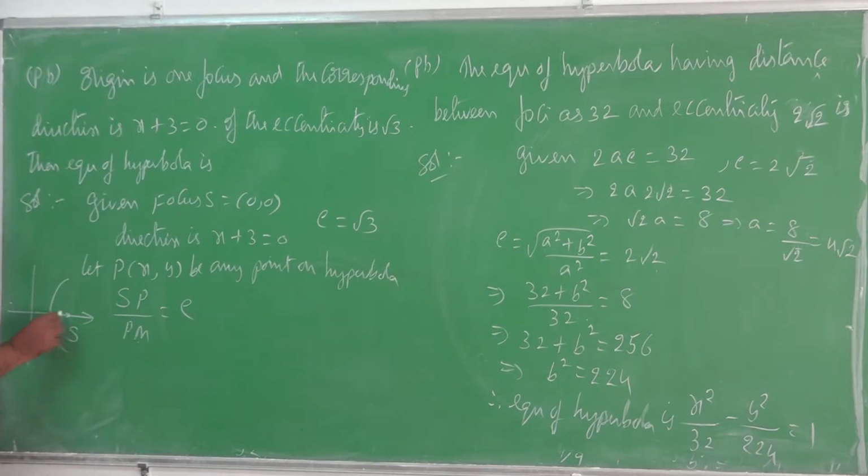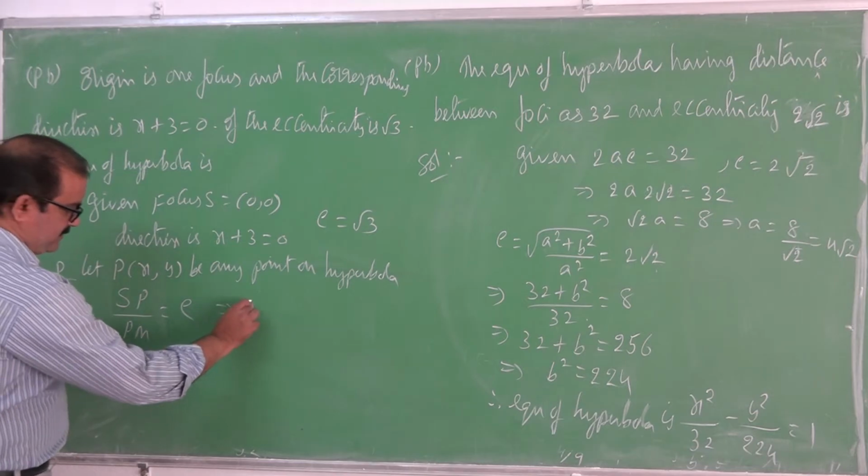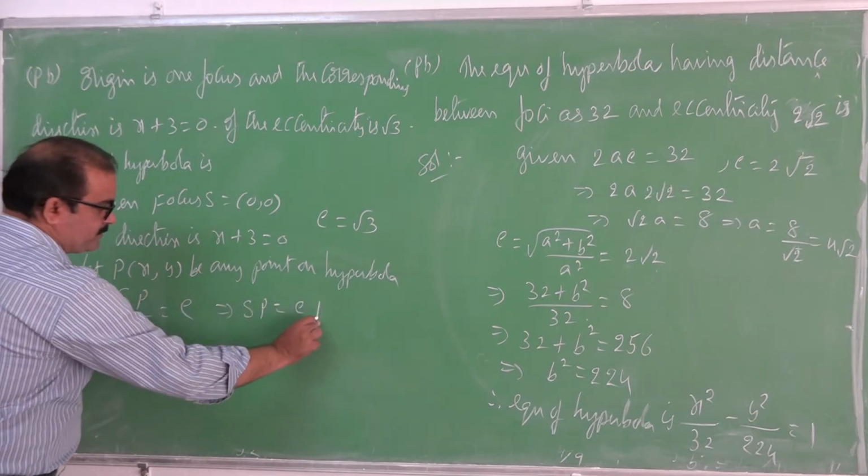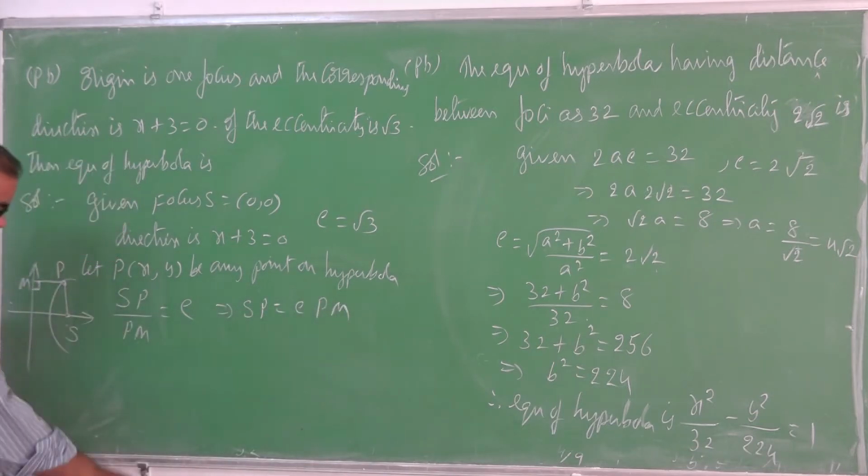Let S be the focus of some conic. Let P(x, y) be any point. Let this line be the directrix. The distance of this point from the focus is SP, and its distance from the directrix, meaning the perpendicular distance, is PM. The ratio of the distances is the eccentricity. On cross multiplying, SP is equal to e into PM.